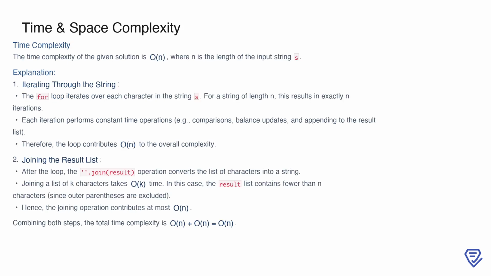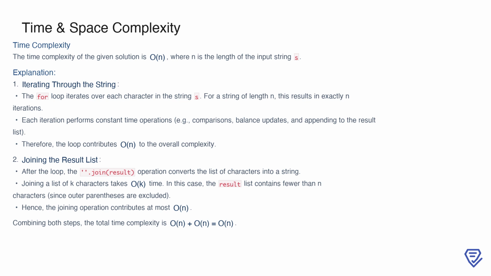The time complexity of the solution is O(n), where n is the length of the input string. This is because the algorithm processes each character of the string exactly once in a single pass. During the traversal, operations like comparisons, updates to the balance variable, and appending characters to the result list all take constant time for each character.